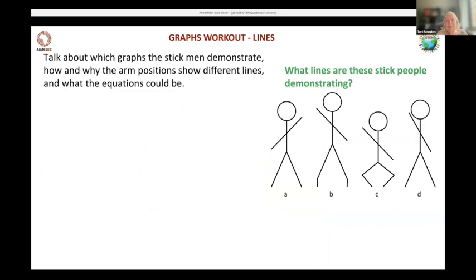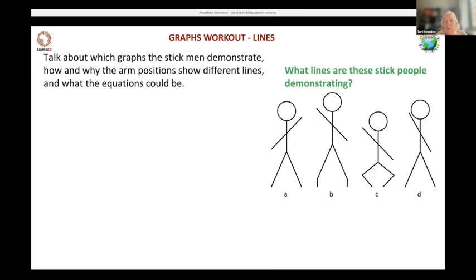So Caroline's now, we're going to do a workout, some physical exercise, and Caroline's going to demonstrate. And we're going to talk about which graphs the stickmen demonstrate and how and why the arm positions show different lines and what the equations might be. When you do it in the class, in a lesson, you'll need to have your back to the learners, so they do exactly what you do, and that's why Caroline's turned her back to us.